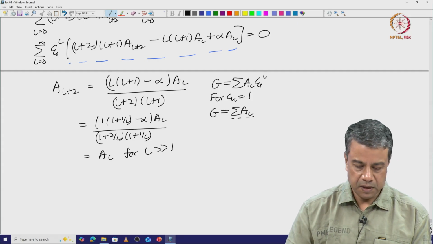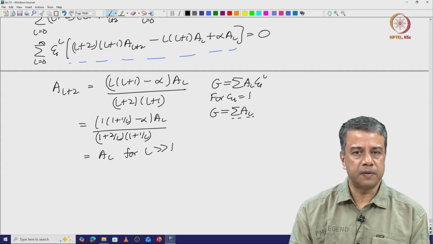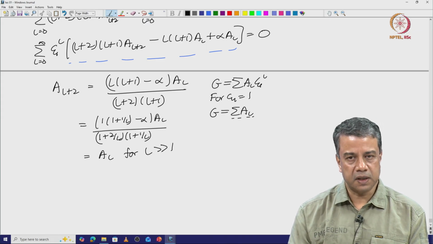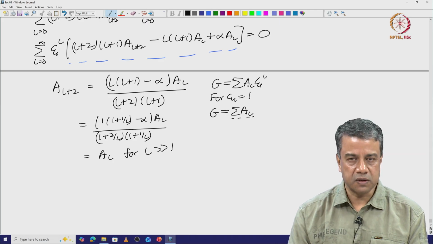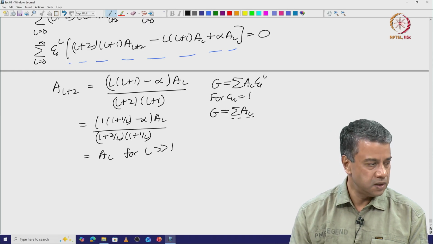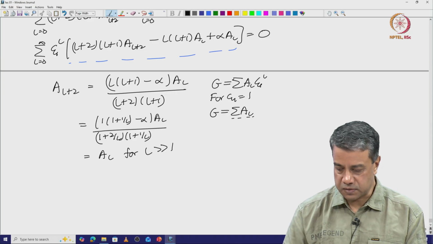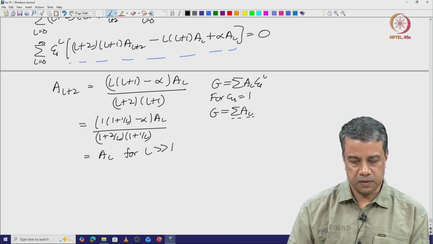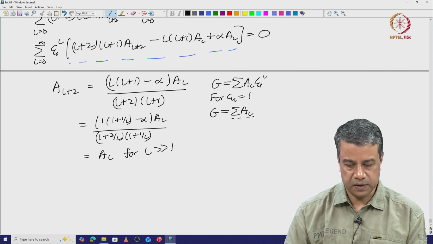Note that in this series, I am defining A L plus 2 in terms of A L. A0 and A1 are two unknown constants. Once you know A0 and A1, you can get A2 in terms of A0, A3 in terms of A1, A4 in terms of A2, and so on. So, you can get all the higher order terms in terms of the lower order terms.